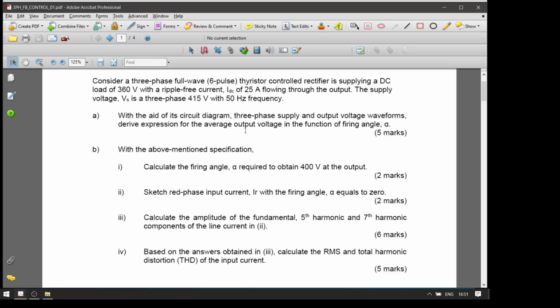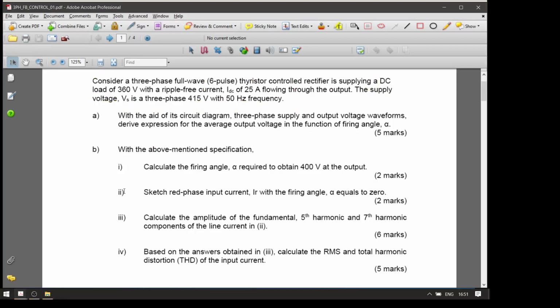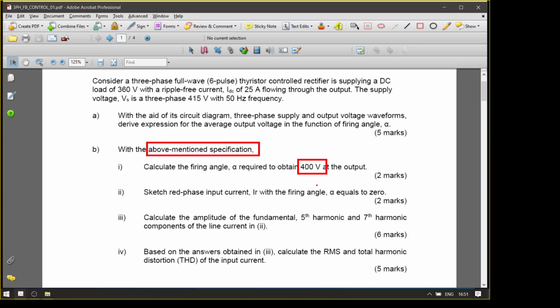Okay, next is part B, with the above mentioned specification. So with these parameters, calculate the firing angle alpha required to obtain 400 volt at the output. Even though it mentions the above mentioned specification, in this part the voltage is suddenly changed to 400 volt. We still have the constant current 525 amp, but now the output is 400 volt. So you no longer need to use that 360 volt.